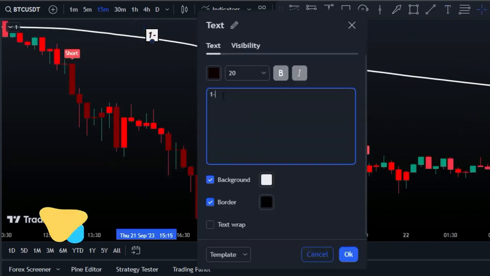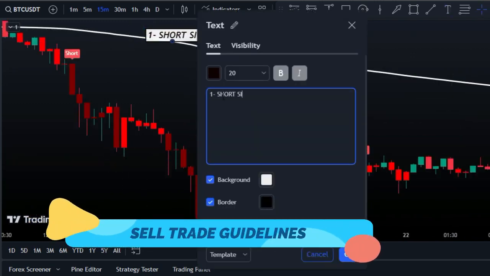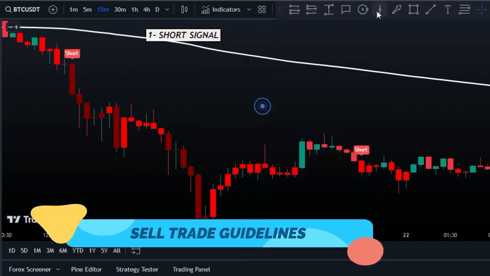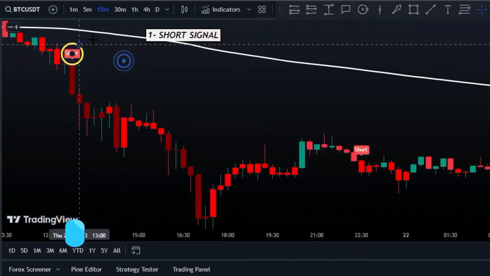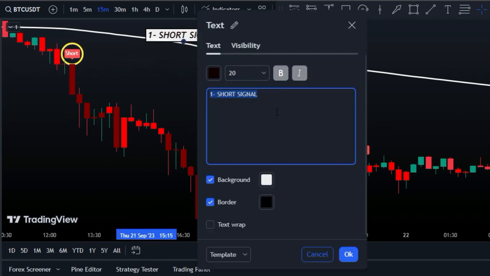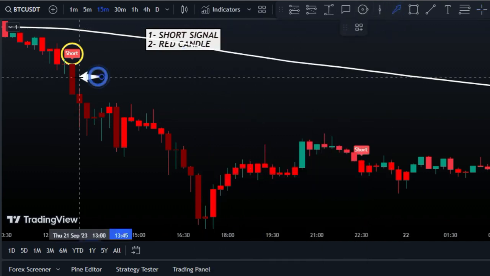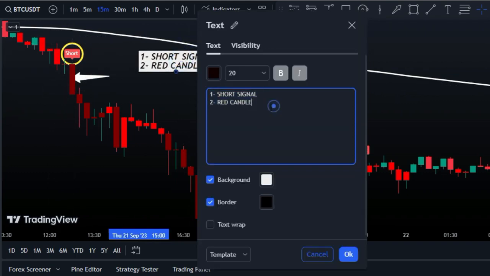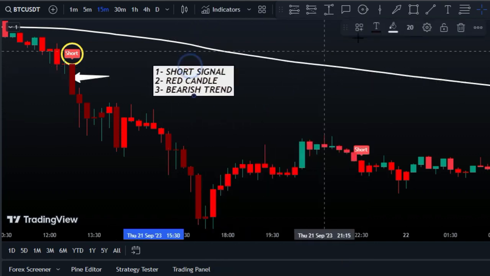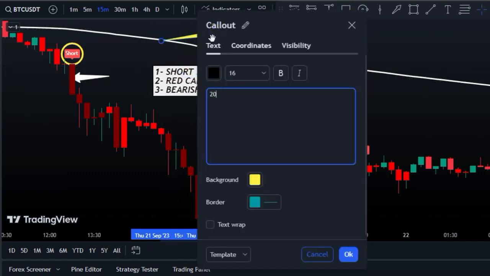And to initiate a short trade, we start by looking for an initial short signal. It's crucial to verify that the signal candle itself is red. Additionally, we need to check if the market is in a bearish trend, which means that the price is trading below the 200 moving average.